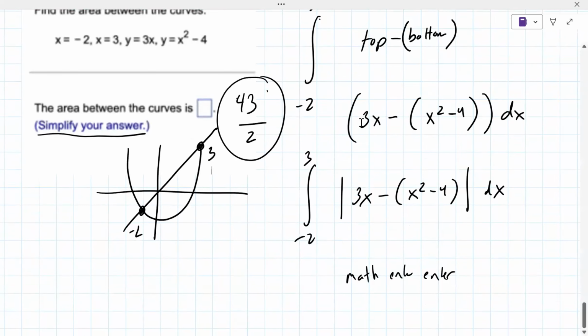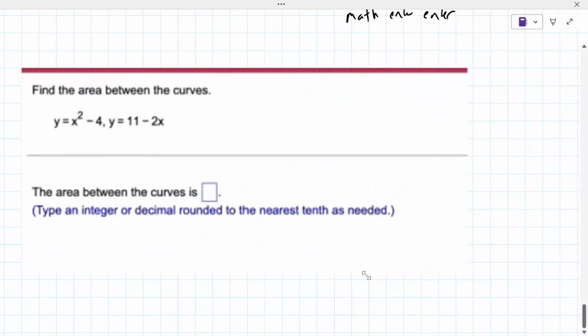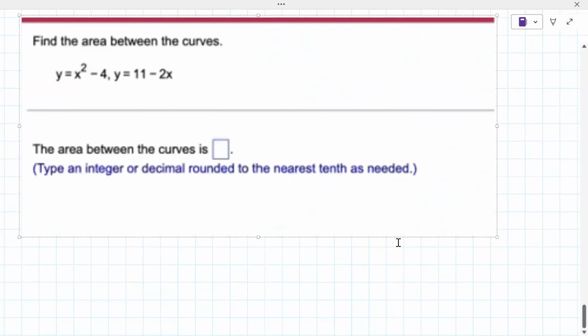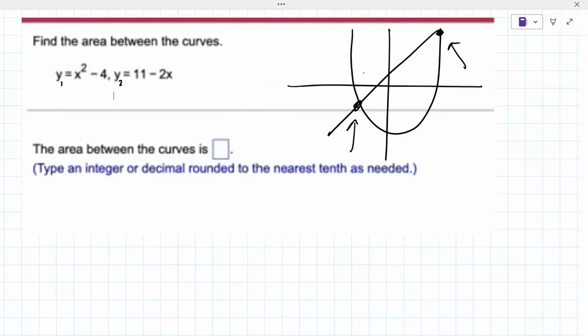Any questions on that? No, I think I got it. All right. So this one you would graph as well, and you would end up getting kind of the same situation. This is not to scale, but you have to figure out the intersection points now. So you would put the first one in Y1, the second in Y2, and you would figure out where they intersect. Does that make sense?